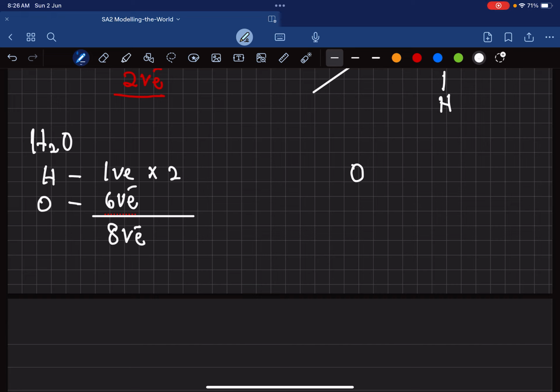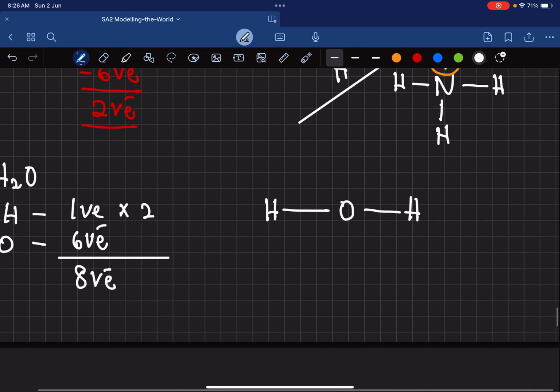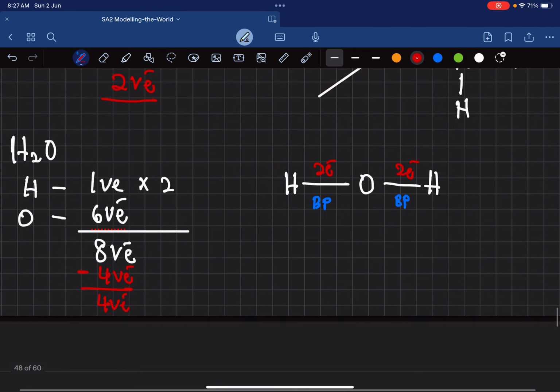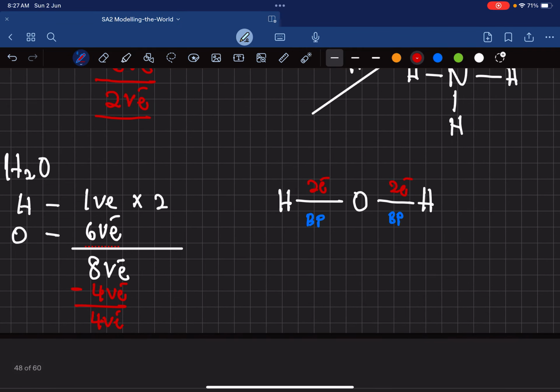So oxygen goes in the center, and then I'm going to put 1 hydrogen over here, 1 hydrogen over here, with a line to each. You notice now this is a bonded pair, and this is a bonded pair. But hold on. This is 2 electrons here, 2 electrons here, so a total of 4 electrons, which means I still have another 4 electrons to go. So where do I put them? I'm going to put these electrons on the central atom.